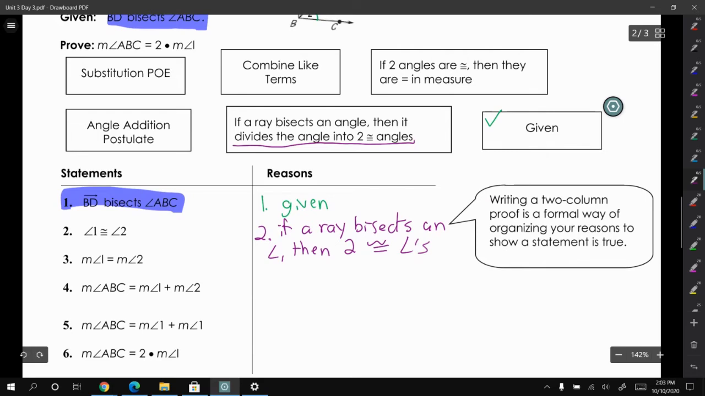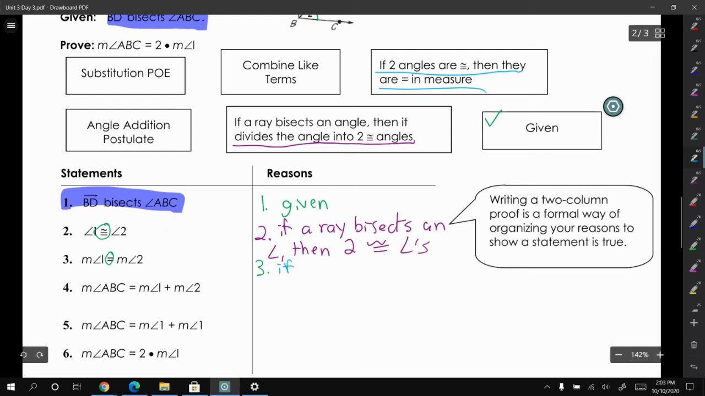Okay, so then statement number 3 says that the measure of angle 1 is equal to the measure of angle 2. And this may be a step that you think is kind of trivial to do, but we have to go from congruence now to equality. In statement number 2, we had a congruent sign, and in statement number 3, we have an equal sign. So that statement is going to be this one right here. If two angles are congruent, then they are equal in measure.